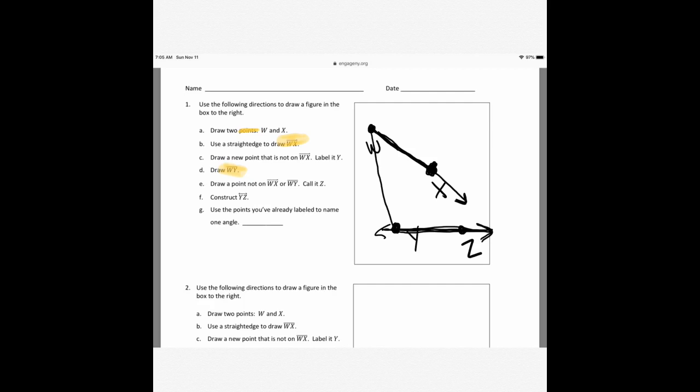So I'm going to use a different color, and I'm going to pick an angle, WYZ. And so when I name it, it could go ZYW or WYZ, but Y has to be in the middle because it's the vertex. And so that's right here is the notation that you would use. And we're going to move on to the next problem in just a second.